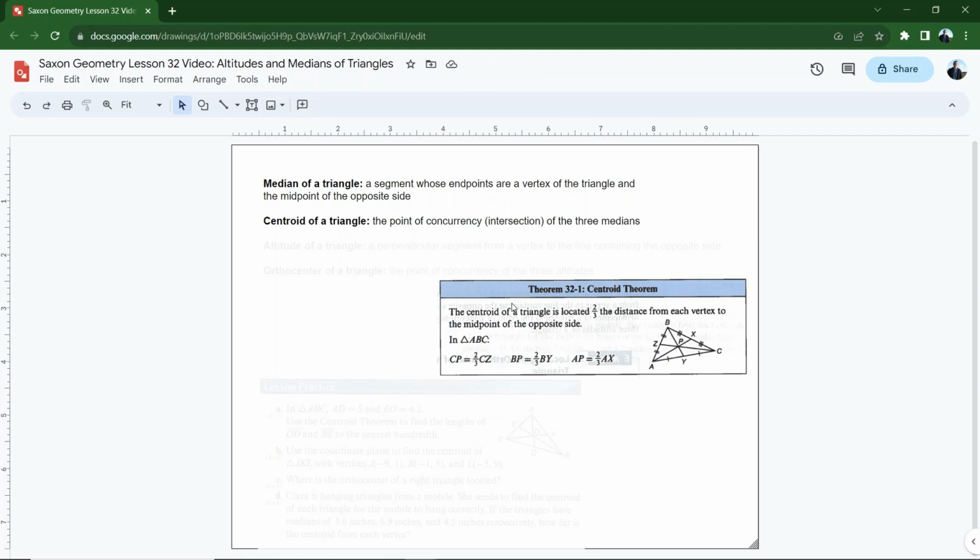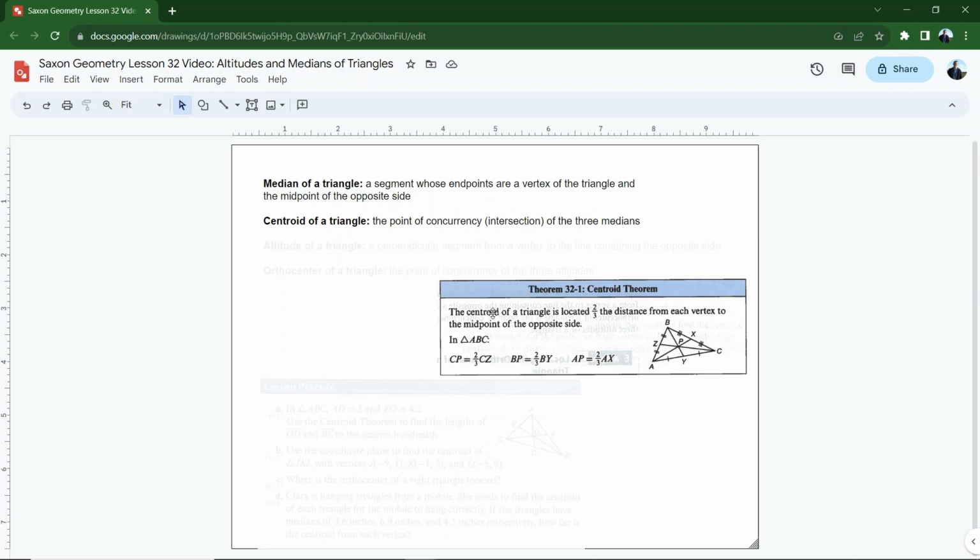So if I were to draw segment CZ, for instance, if I started from the vertex, not from the midpoint of BA, but if I started from the vertex over here, and I measured the length of the centroid, point P would be 2/3 the length of the median, and then this remaining PZ would only be 1/3. Okay, so this between the midpoint and the centroid is 1/3 of the way across the median, and from the vertex to the centroid is 2/3 of the way across the median. And that's what this centroid theorem is saying.